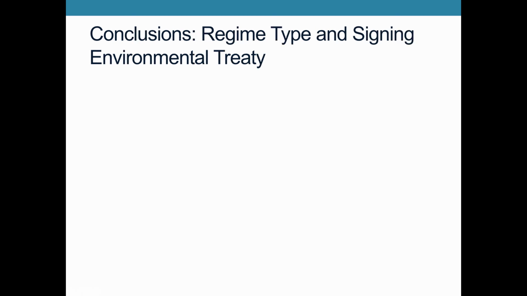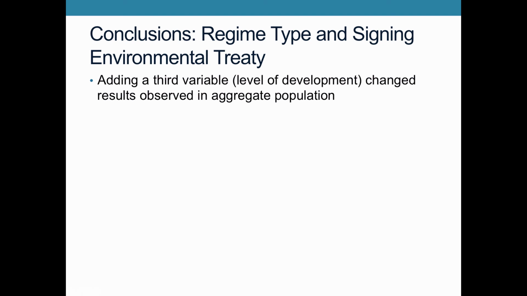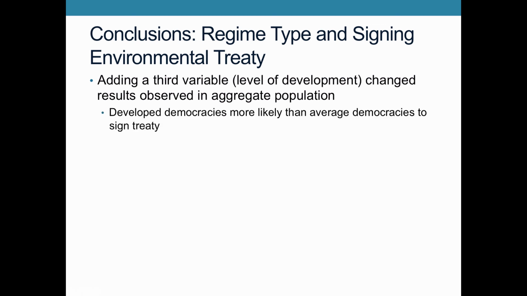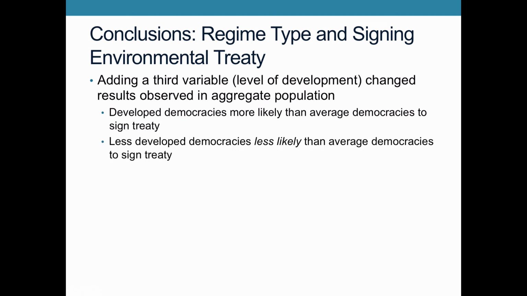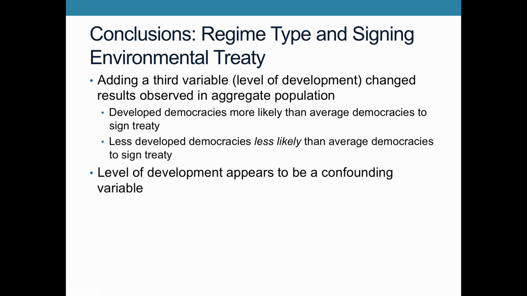So our conclusions, what do we conclude about this relationship overall, is that when we added this third variable, the level of development, it changed the results that we saw in the aggregate population. Controlling made a difference. So developed democracies were more likely than the average democracy to sign the treaty. And by average democracy, I just mean when you combine all the democracies of developed and less developed countries. So on average, developed democracies were more likely to sign that treaty, and less developed democracies were less likely than average democracies to sign the treaty. And so the level of development appears to be a confounding variable.